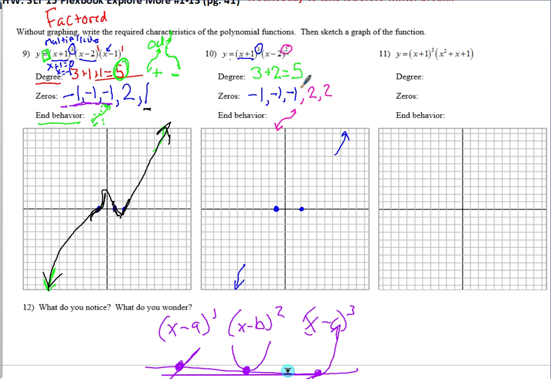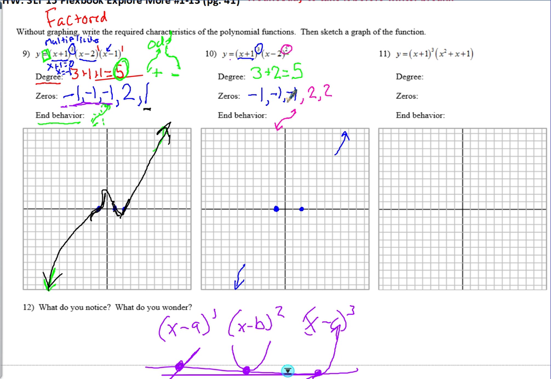All right, so let's talk about where this stuff came from. To find your degree, essentially all you're doing is taking those exponents and adding them together. So I take the exponent of 3, the exponent of 2, add them together, and I get a degree of 5. For the zeros, what do I plug into x to make x minus 1 or x plus 1 0? Well, I'd have to plug in a -1.